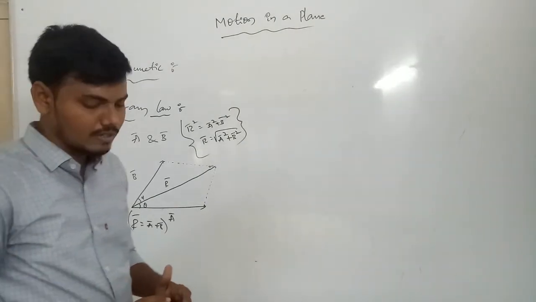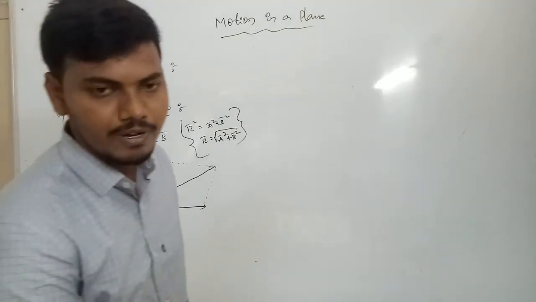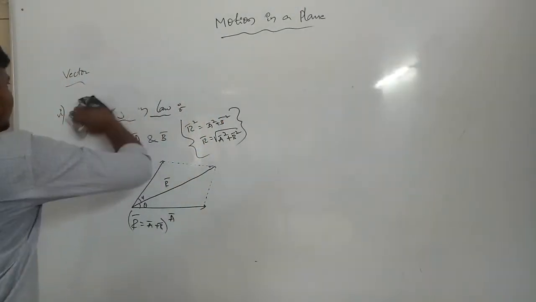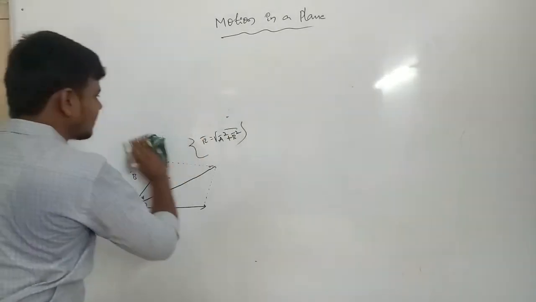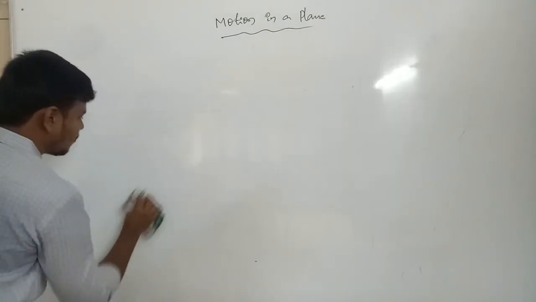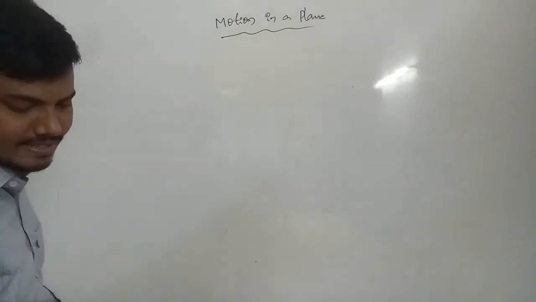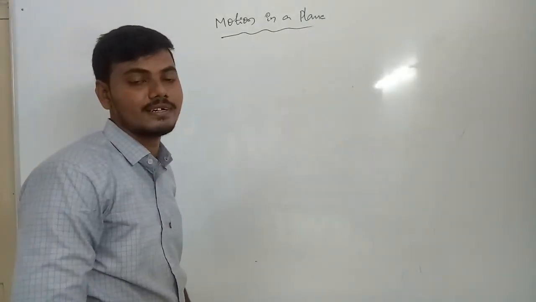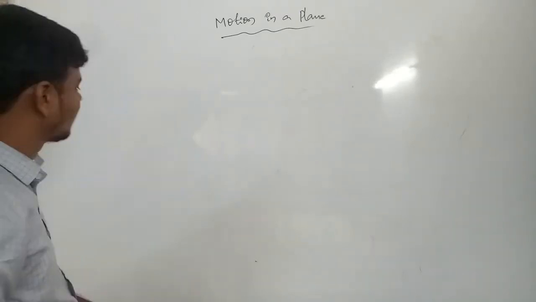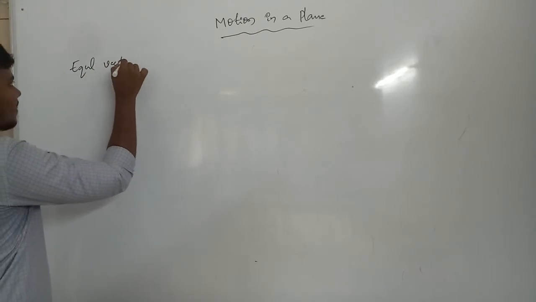Now the next one, equal vectors. What are equal vectors? When there are two different vectors going in the same direction, they are known as equal vectors. Opposite directions cannot be taken as equal vectors, they are not equal.